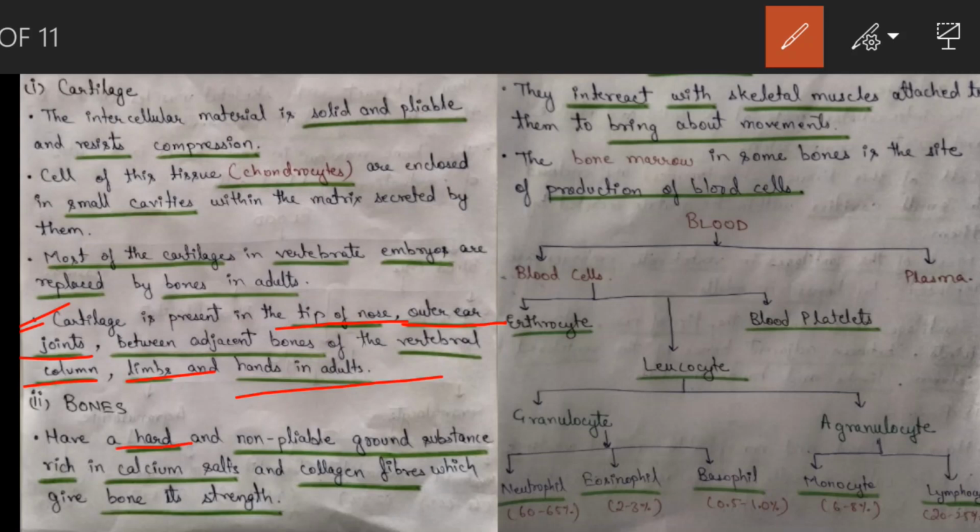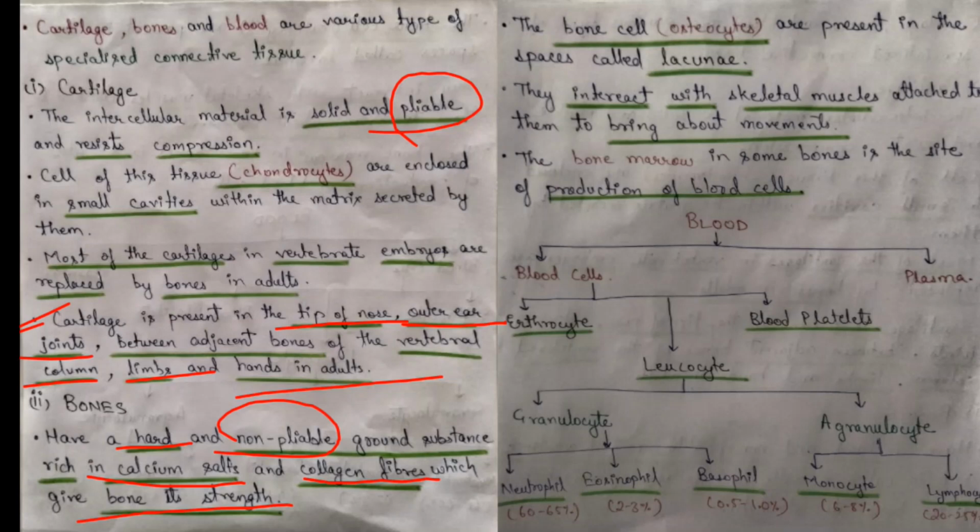Next we look at bones. Bones have a hard, non-pliable ground substance. So this is the difference between cartilage and bone. In cartilage it is pliable and in bone it is non-pliable. Bone is also rich in calcium salt and collagen fibers which give bone its strength. The bone cells, osteocytes, are present in spaces called lacunae. It is also an important point, you must remember this. They interact with skeletal muscle attached to them to bring about movement. So our bones interact with our skeletal muscle, and any type of movement is done.